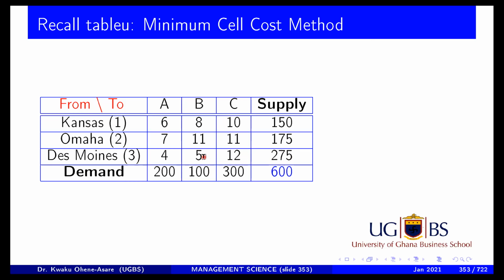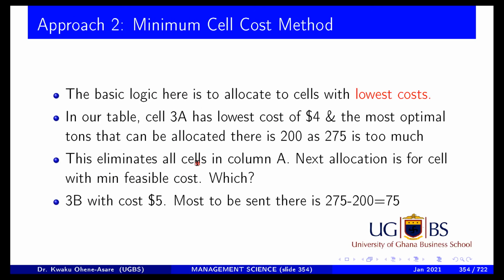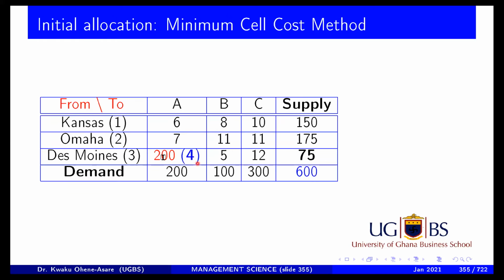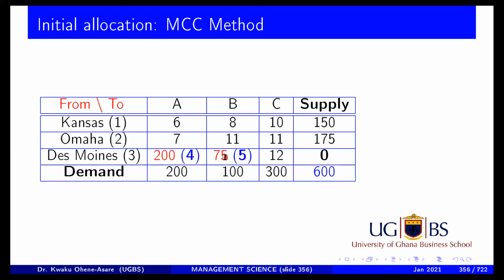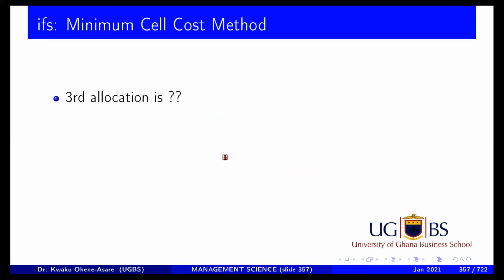And that is that. So we'll send 75 to column B, which gives us a cost of $5. Okay, and that will satisfy all of this. So 3B with the cost of that, and most to be sent there is the 75. Now we have 200 sent to this section, and then we have the 75 also bundled up to this. What next? Well, you can see that the supply section has gone to 0, so we have been able to clear all of that.